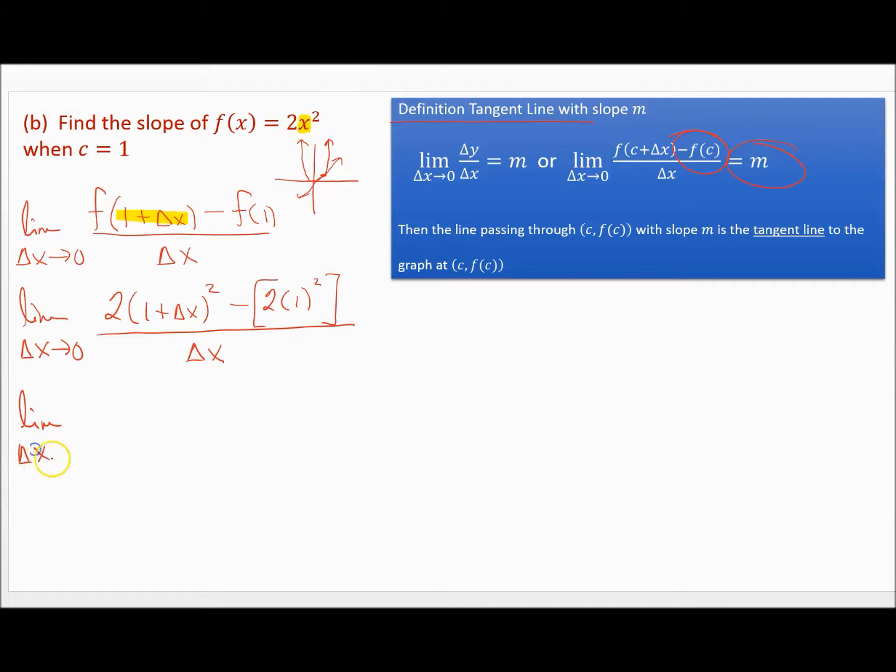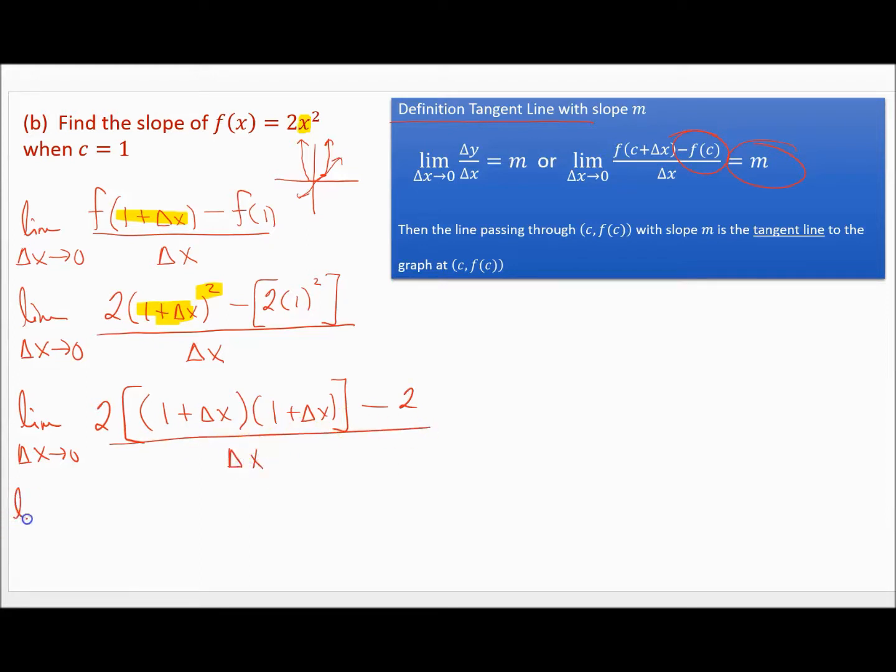Now it's all about simplifying. So we're taking the limit as delta x approaches 0. Now here's the thing, I have to FOIL this 1 plus delta x squared. I'm going to multiply 1 plus delta x times 1 plus delta x. If you need me to, I'll write it down: 1 plus delta x times 1 plus delta x. That's what's really happening. Minus, now we know 2 times 1 squared is 2, so I'm just going to put a minus 2 out there, all divided by delta x.